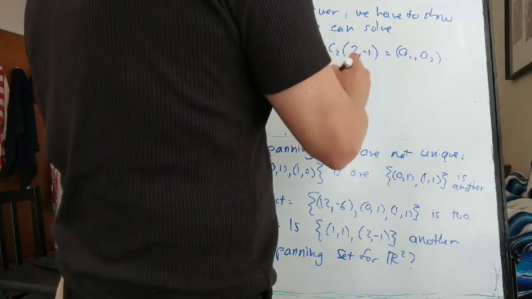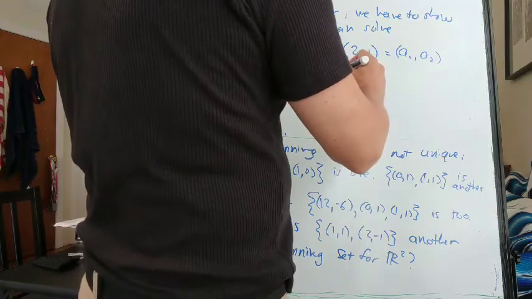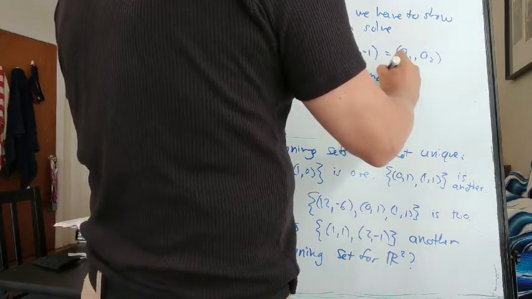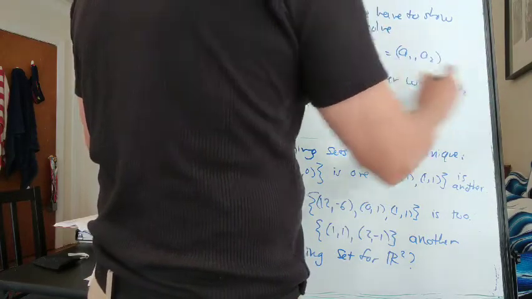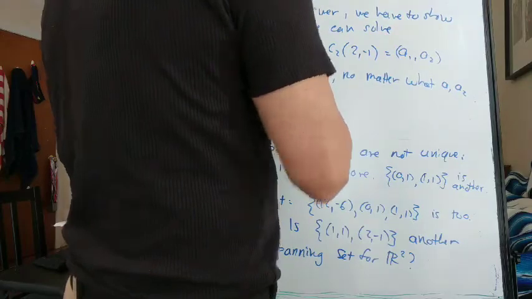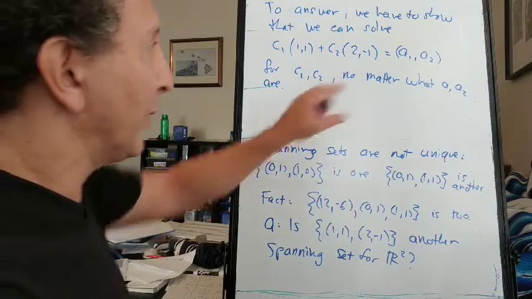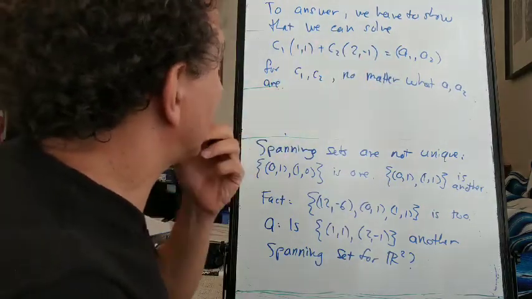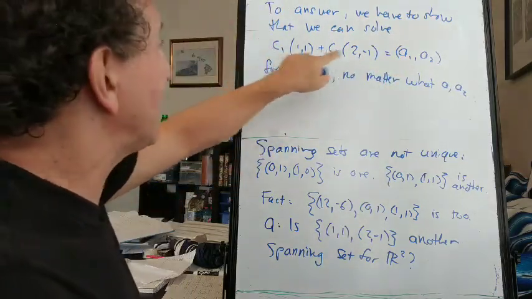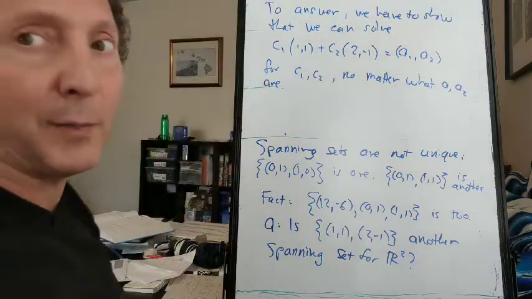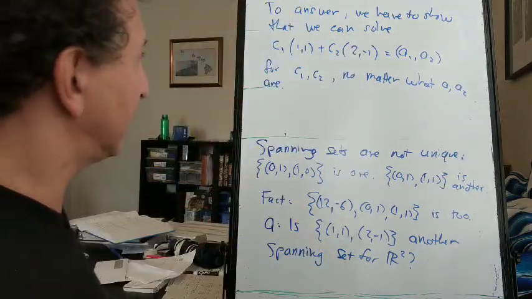For C1 and C2, no matter what A1 and A2 are, we should be able to get every single point A1, A2 in the space, no matter what the coordinates are, in terms of these two vectors. If there's even one point in the space that we can't get as a linear combination of these two vectors, then they don't span the space. Spanning means that you can use them to describe everything in the whole space.